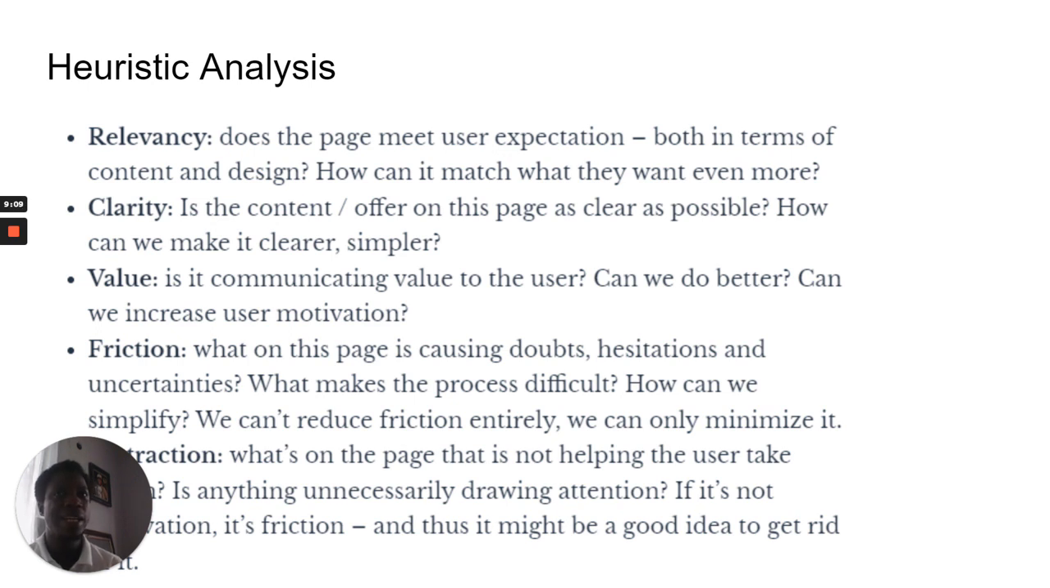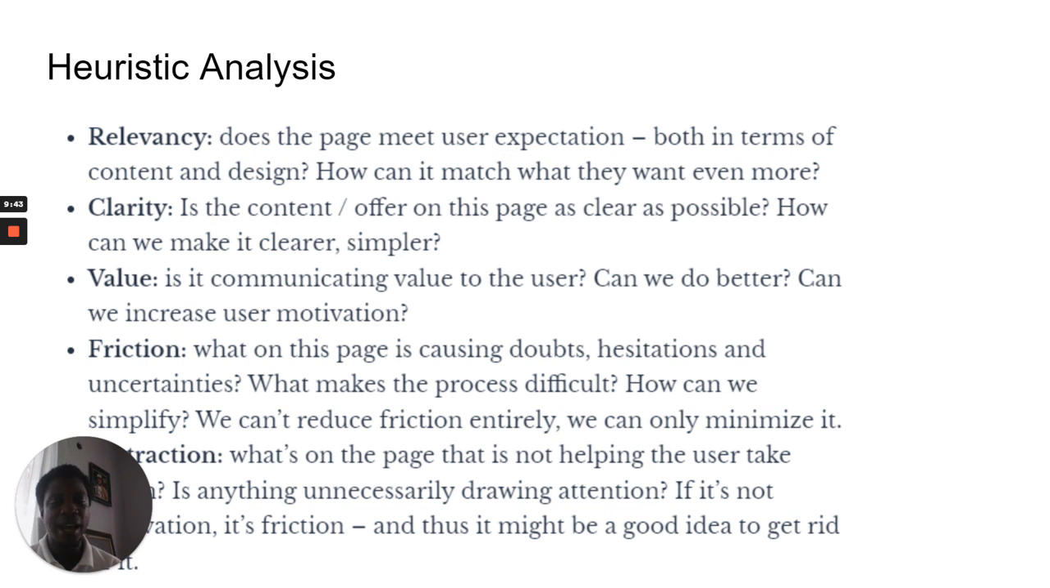If you have a fintech app where the screen is supposed to be the place where they add their card, is what you are saying, even if it's a simple copy like 'add your card here', very clear? It has to be clear. That brings me to clarity. Is the content or the offer on this page or screen as clear as possible? How can we make it clearer? Are you using normal human language, common man language, the language of your user? Is it very clear?